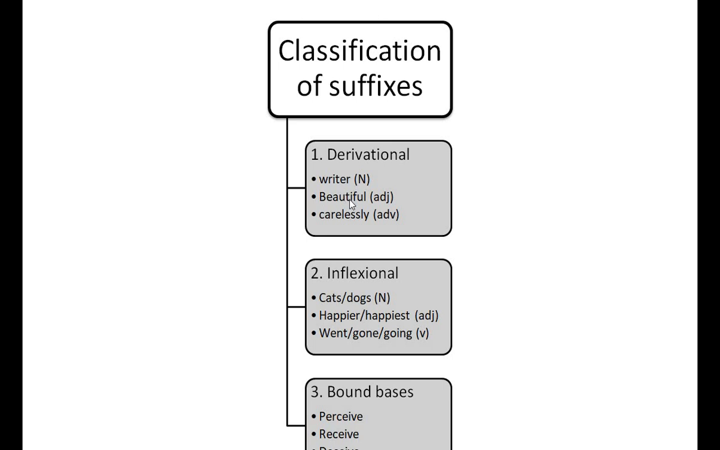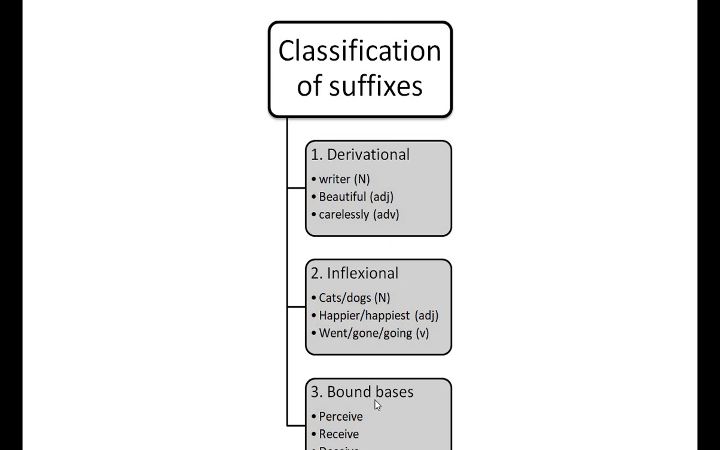Beautiful is an adjective. There was the word beauty, and with the addition of ful we have made it an adjective. There was careless, which was an adjective, and it has become an adverb with the addition of ly. Similarly, in inflectional, there are cats and dogs. So cats with the addition of s and dogs with the addition of s become plural nouns. Happier and happiest are adjectives. There is a change in the adjective. The category remains the same, but the grammatical function has changed. Went, gone, and going: so there are different forms of the verbs.